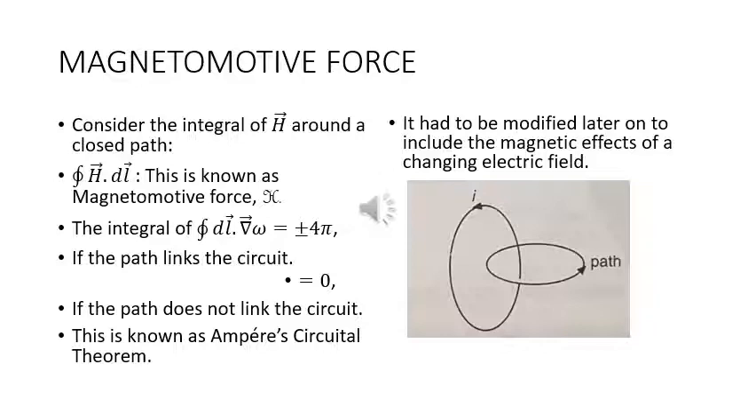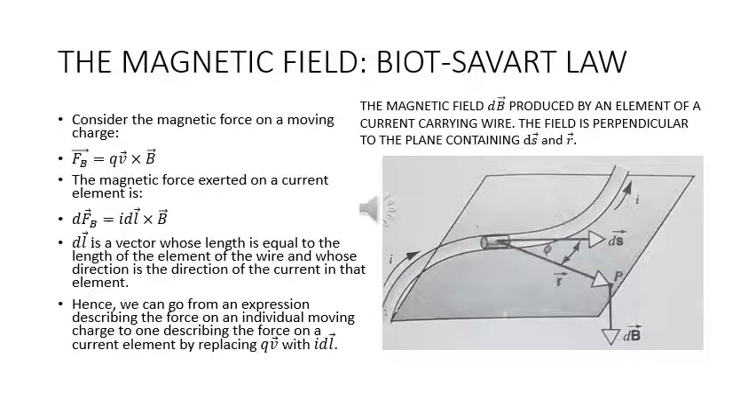It had to be modified later on to include the magnetic effects of a changing electric field. Calculate the magnetic field with the Biot-Savart law. Consider a magnetic force on a moving charge. F_B is equal to qv cross B. The magnetic force exerted on a current element is dF_B equal to I dl cross B.